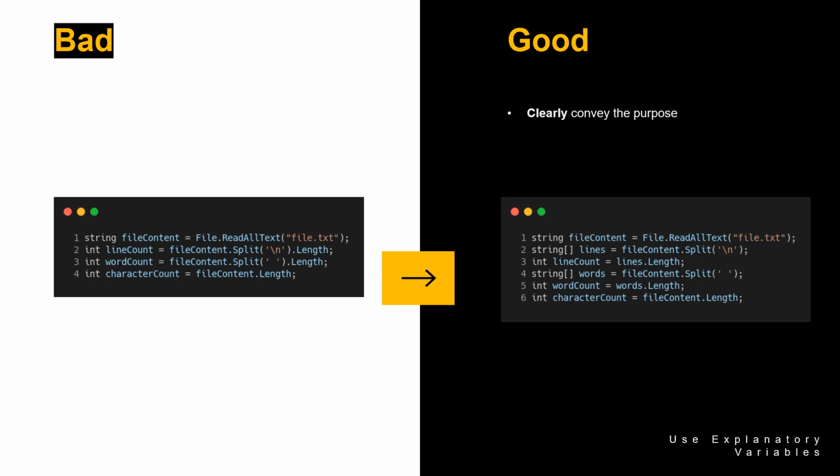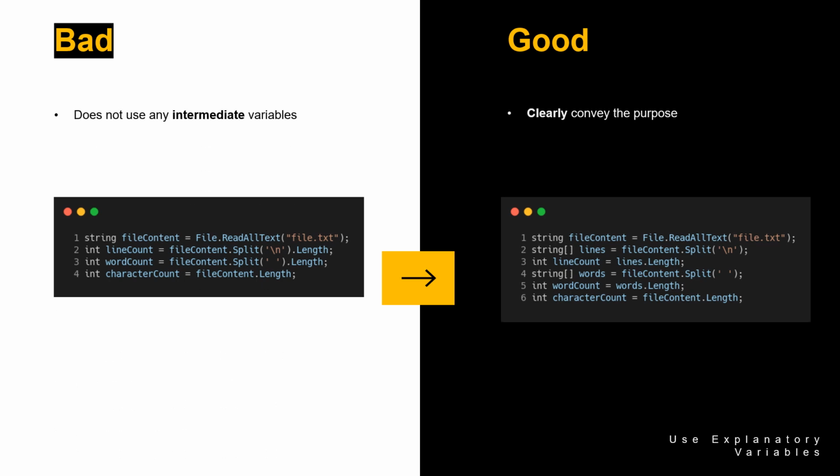This code reads in the contents of a file called file.txt and stores it in a string called file content. It then counts the number of lines, words, and characters in file content and stores the values in the variables line count, word count, and character count, respectively. It may be hard to read because it does not use any intermediate variables.